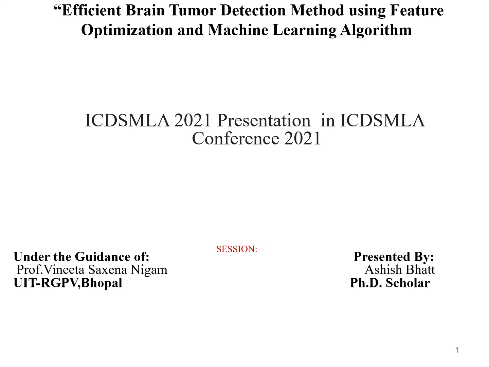I am here to present my paper on the topic of efficient brain tumor detection method using feature optimization and machine learning algorithm. Brain tumor segmentation plays an important role in diagnosing brain tumor. In this paper, feature selection techniques and machine learning algorithm are used for the efficient detection of brain tumor, which further helps for diagnosis.